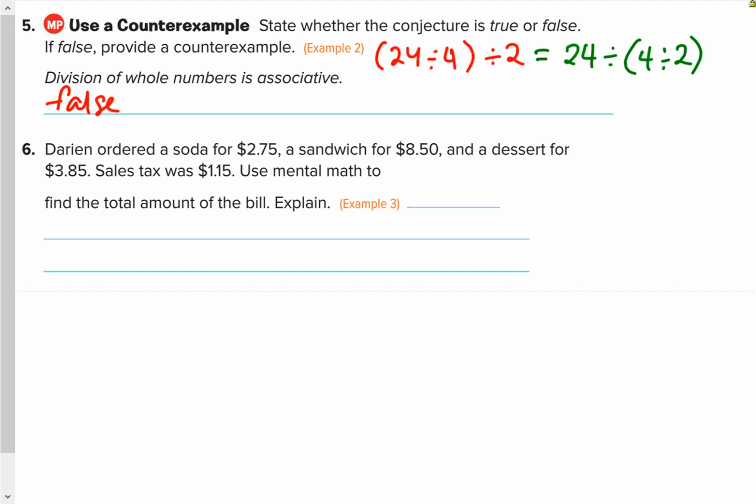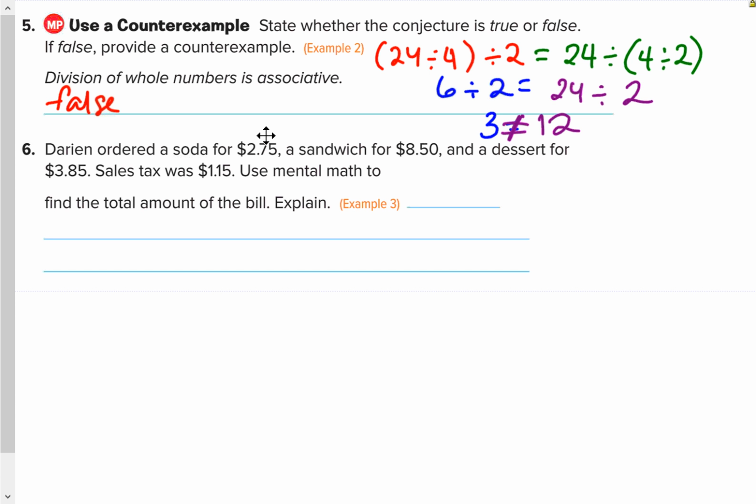So we'll do parentheses first. 24 divided by 4 is 6, and then 6 divided by 2, that is going to equal 3 on the left side. On the right side, you would start off with the parentheses here. So 4 divided by 2 is 2, and this one is going to equal 12. So these don't equal each other, so this is your counterexample right here, and the conjecture is false.